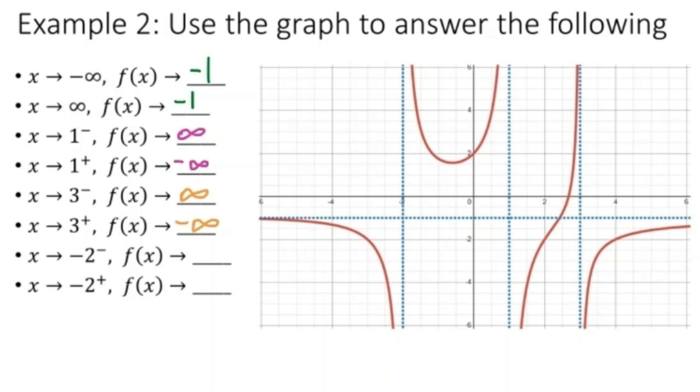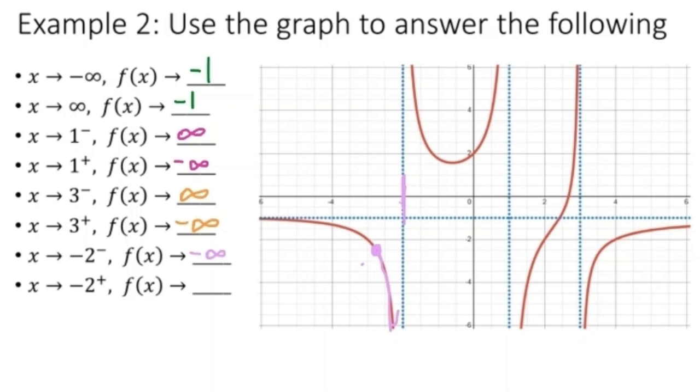Next, we'll answer as x approaches negative 2 from the left, f of x approaches blank. I'm going to highlight the line x equals negative 2 with that little pink marker. Since we're approaching negative 2 from the left, I'm going to pick a value to the left of negative 2, and then I'm going to proceed to trace the graph as we get closer and closer to negative 2. And you can see as we trace our graph, f of x will approach negative infinity.